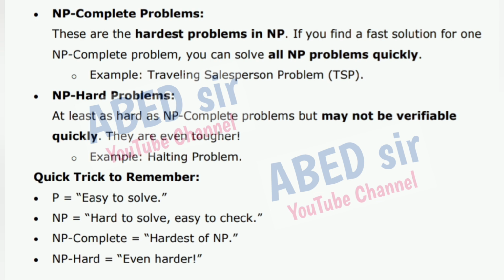NP hard problems: at least as hard as NP complete problems, but may not be verifiable quickly. They are even tougher. Example: halting problem. Quick trick to remember: P equals easy to solve. NP equals hard to solve, easy to check. NP complete equals hardest of NP. NP hard equals even harder.